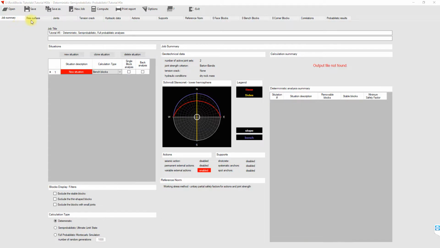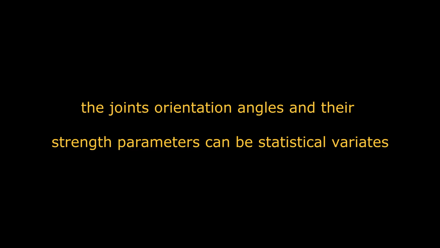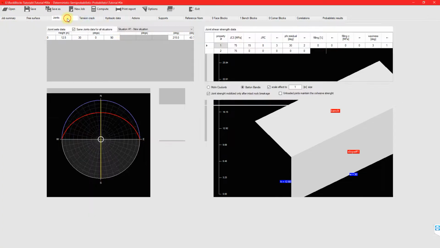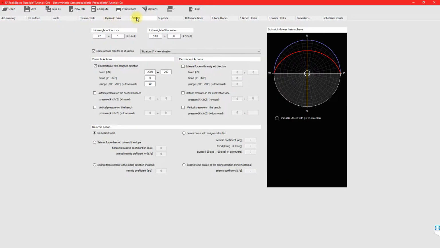In RockBlocks, the free surface geometry is considered a perfectly known input data. The joint's orientation angles and their strength parameters can be statistical variates. The actions too can be statistical variates.